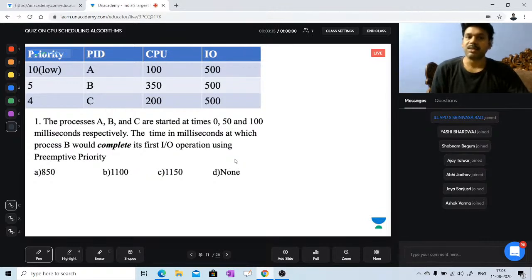Please analyze the question properly. What is the scheduling algorithm we want to use? Please use it. Every question is important, and you are supposed to take every question seriously. You should feel that this is an examination only. So I will conduct the poll. Please analyze this question properly. Take pen and paper. I want to go for preemptive priority.